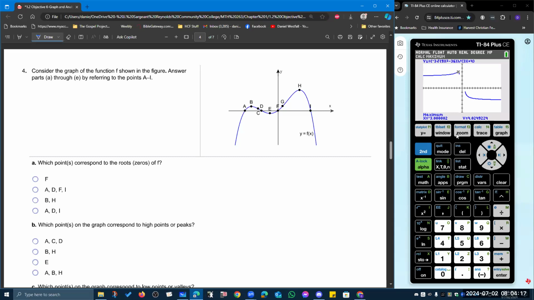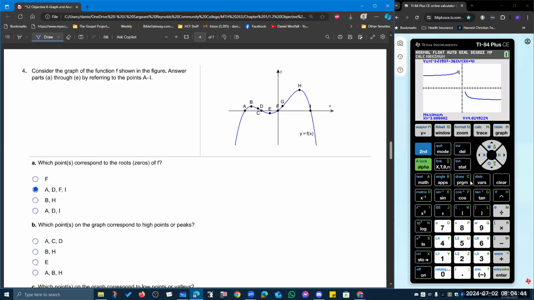Analyze it. So consider the graph of the function f shown in the figure and answer parts A through E by referring to points A through I. Which points correspond to the roots or zeros of f? That would be A, D, F, and I. A, D, F, and I.